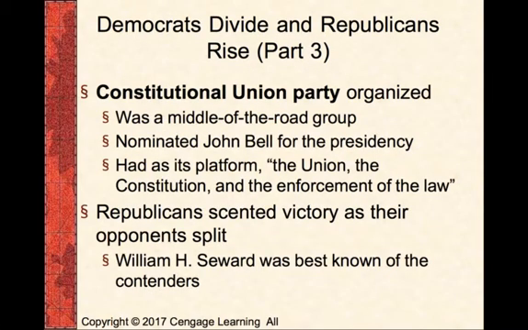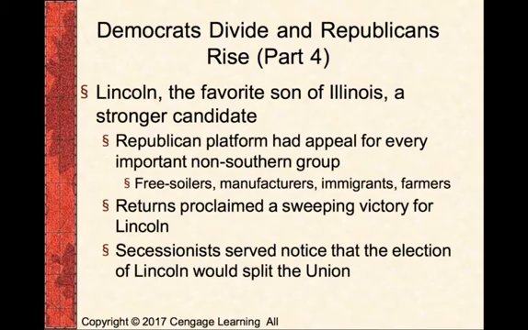A Constitutional Union party was organized for a middle-of-the-road group, where they nominated John Bell for the presidency. As its platform, the Union, the Constitution, and the enforcement of law, which is like a terrible, bland party slogan. And that left the Republicans out there as they watched all their opponents split away from each other. Initially, William Seward was the best known of the contenders for the Republican ticket, but Lincoln was a stronger candidate. The Republican platform had appeal for every important non-Southern group: free soilers, manufacturers, immigrants, farmers, and the returns proclaimed a sweeping victory for Lincoln.